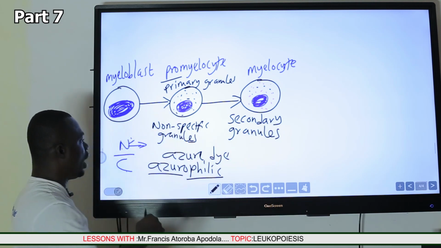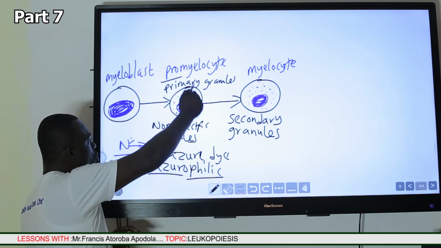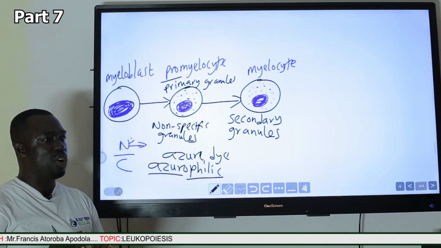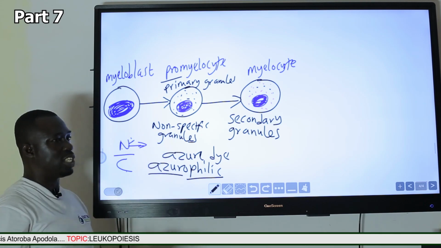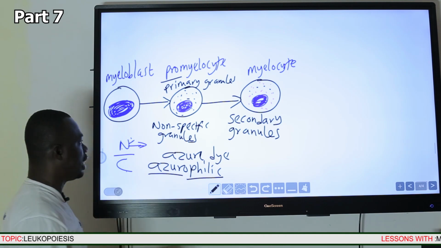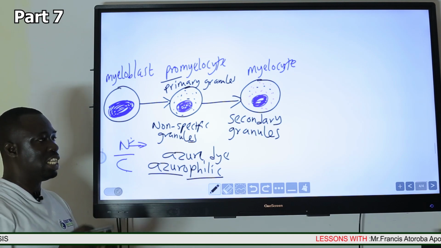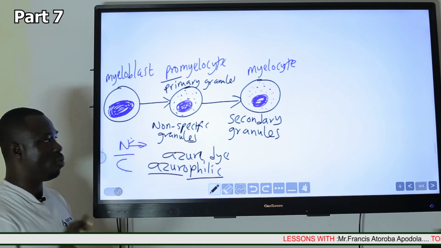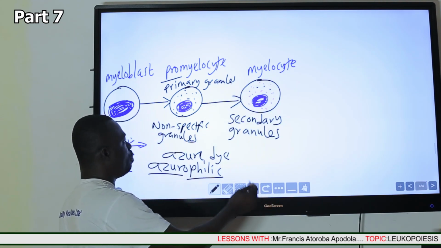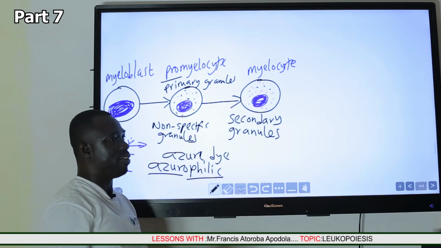The primary granules were described as non-specific granules because we couldn't have used those granules to tell whether this promyelocyte is actually a neutrophilic promyelocyte or basophilic promyelocyte or eosinophilic promyelocyte, because the granules that are in them are actually non-specific granules. They are not specific to a particular type of white blood cells. In the myelocyte stage, where another granule begins to appear in addition to the primary granules, that second granule to appear, we call them secondary granules.